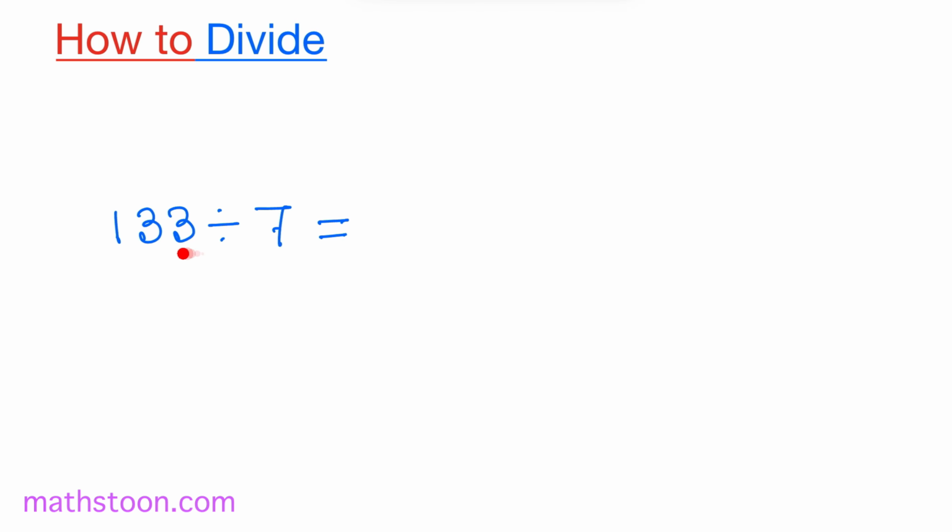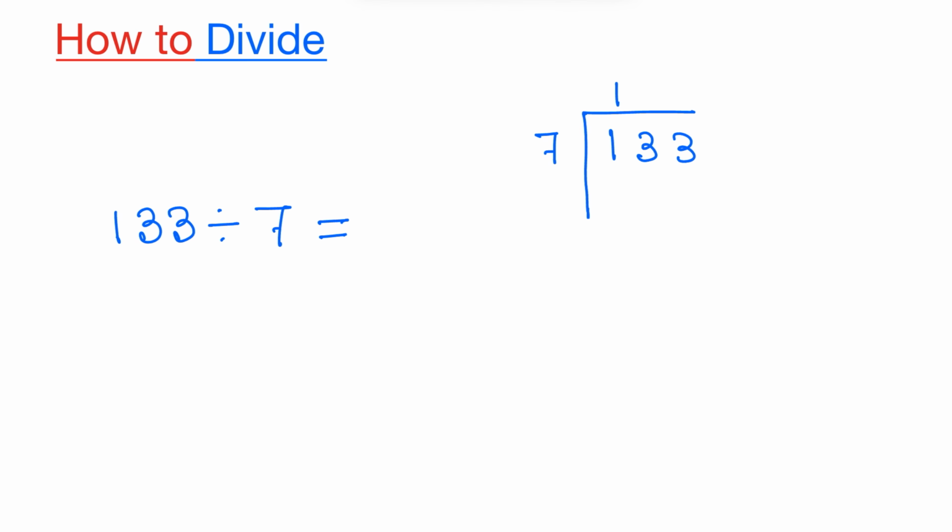In this video, let us learn how to divide the number 133 by 7 using the long division method. Now see that this one is less than 7, that is why we will consider the number 13. From the multiplication table of 7, we know that 7 times 1 is 7. Subtract, we get 6. Now this 6 is also less than 7. That is why we will bring down this number 3 here.